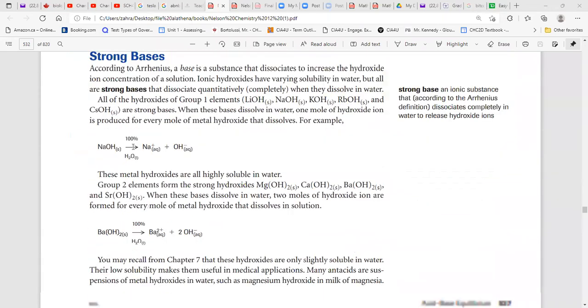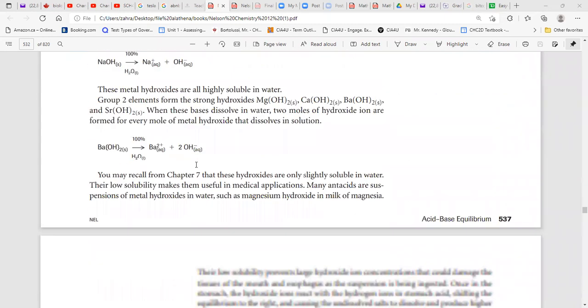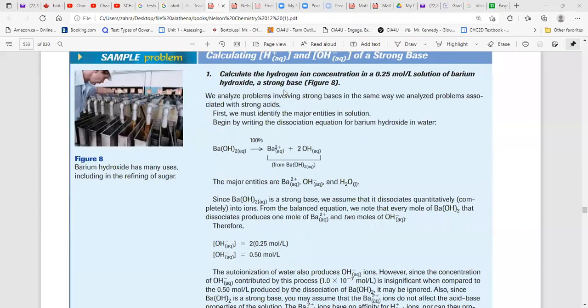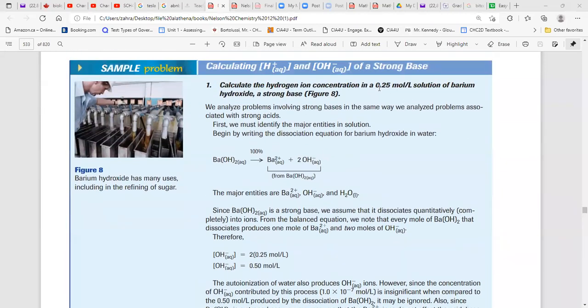Here is strong base. A strong base will dissociate to its ions 100%. NaOH will be strong. It will give you Na positive and OH negative. Calculate the hydrogen ion concentration in a 0.25 mole per liter solution of barium hydroxide, a strong base. See, Ba(OH)2 gives you 1 Ba and 2 OH. Therefore, the concentration of OH ion will be twice that of Ba(OH)2. That's why the concentration needs to be multiplied by 2. 2 multiplied by 0.25, right?